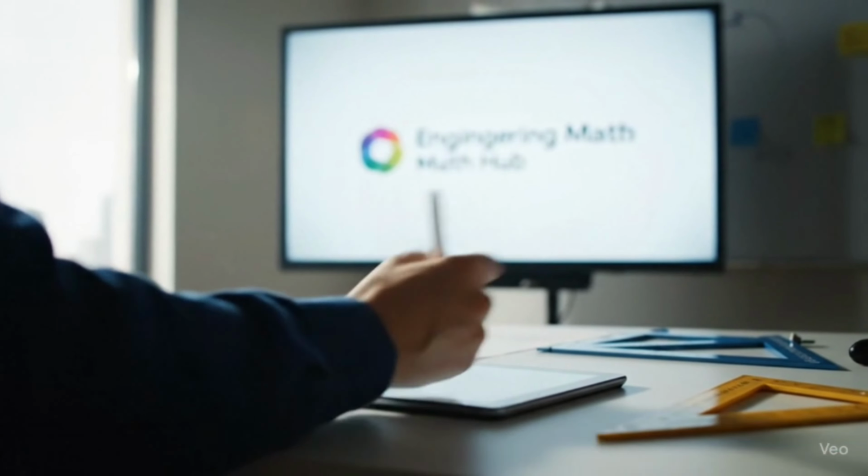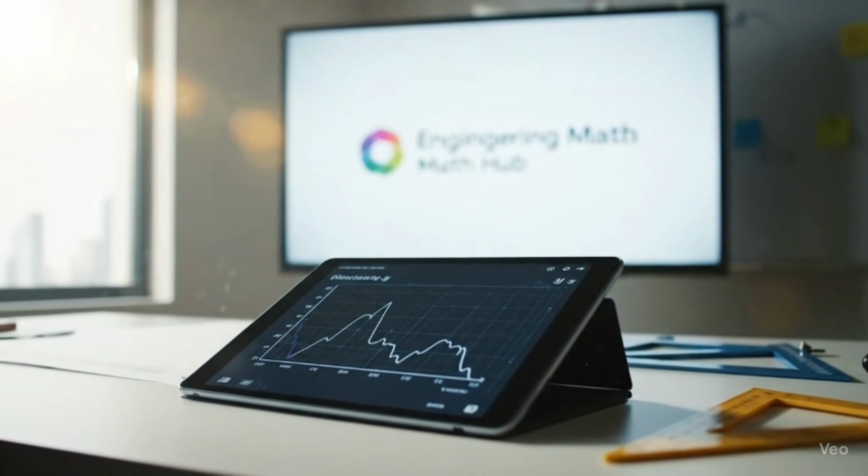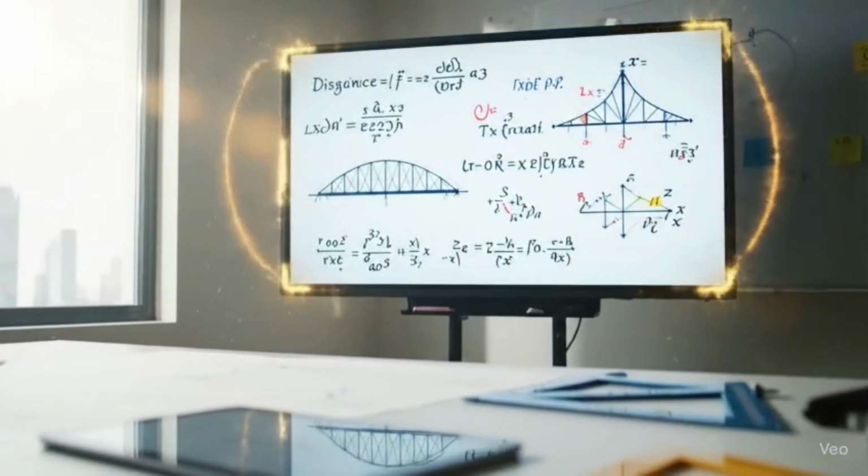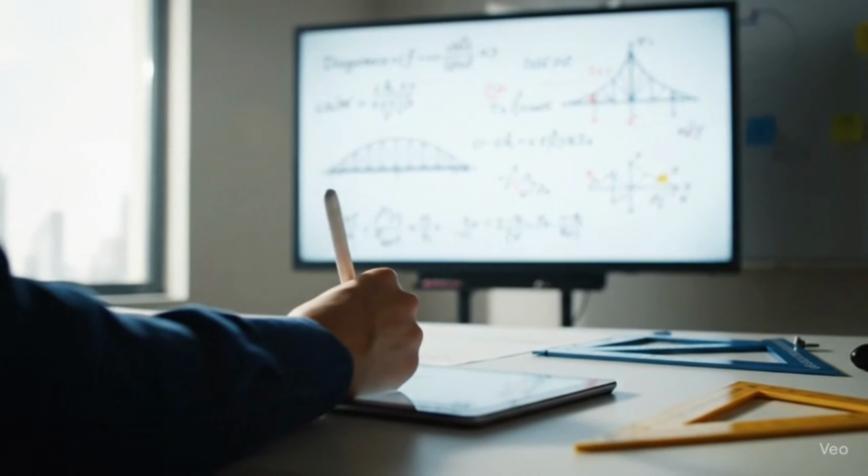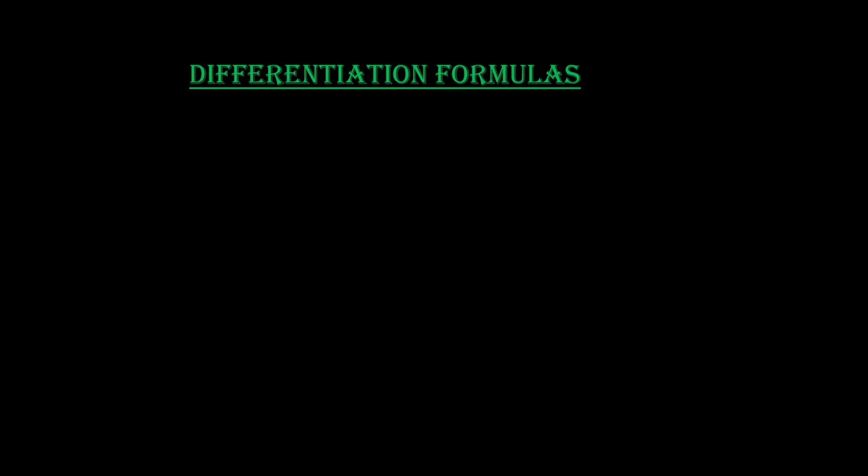In today's video, we are diving into differentiation formulas, one of the fundamental concepts you will need to master. And the first formula is differentiation of x to the power n is equal to n x to the power n minus 1. And this is called the power rule.